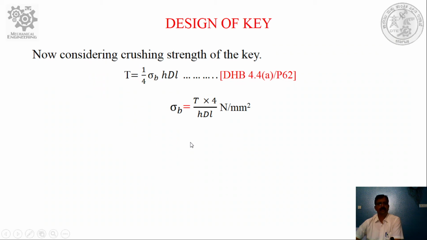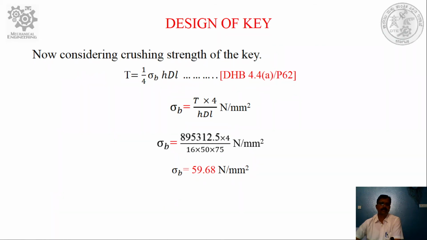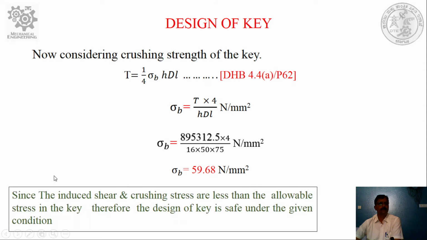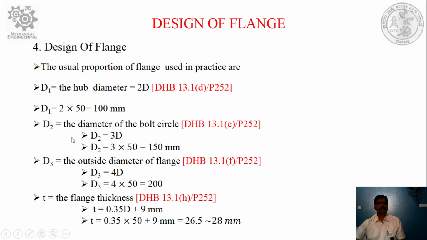That is, substitute the values here and calculate the bearing pressure or the crushing stress, that is equal to 59.68. Now since the individual shear and crushing stresses are less than the allowable stress in the key, therefore the design of the key is safe under the given condition. Now let us move on to the next stage, the design of the flange.